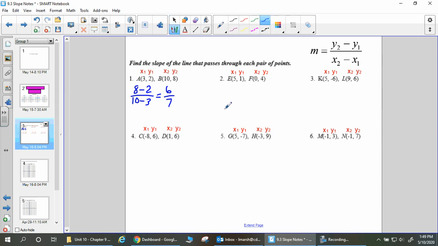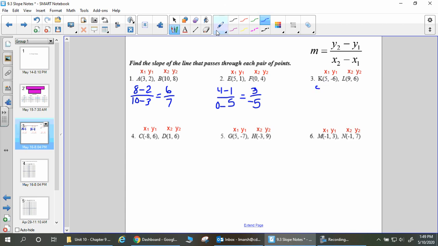Now that I'm looking at number 2, y2 is 4 minus y1 is 1 over x2 is 0 minus x1 is 5. 4 minus 1 is 3 over 0 minus 5 would be negative 5. So 3 over negative 5. Again, try and simplify. 3 and 5 don't simplify. So let's try number 3.